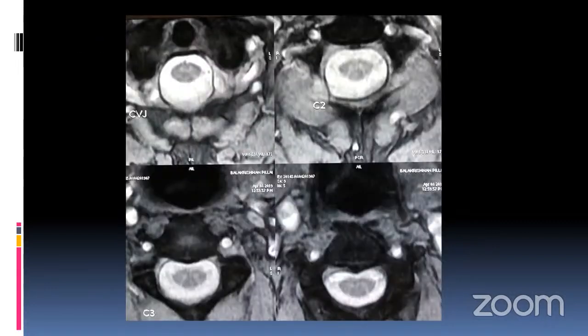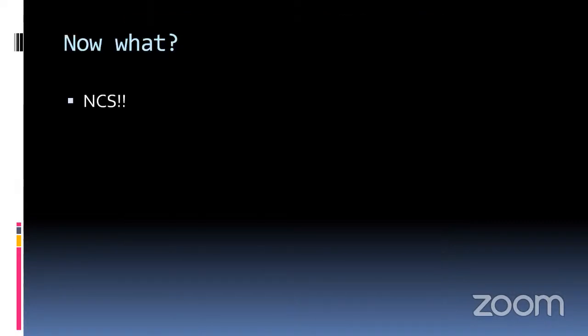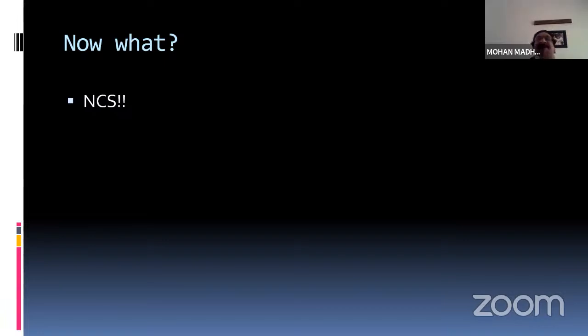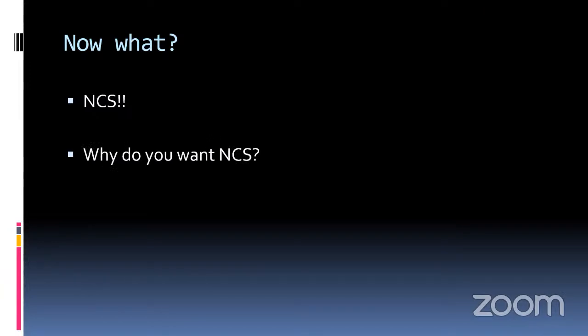Nerve conduction studies. Okay, and MRI of the plexus. MRI of the plexus, yes, sir. But on both sides, no? Yes, sir. No, I did not do that. The reason I'll come to later on. No, you wanted NCS, no? Somebody wanted it. But why do you want NCS in this patient? I would like to get an NCS study.